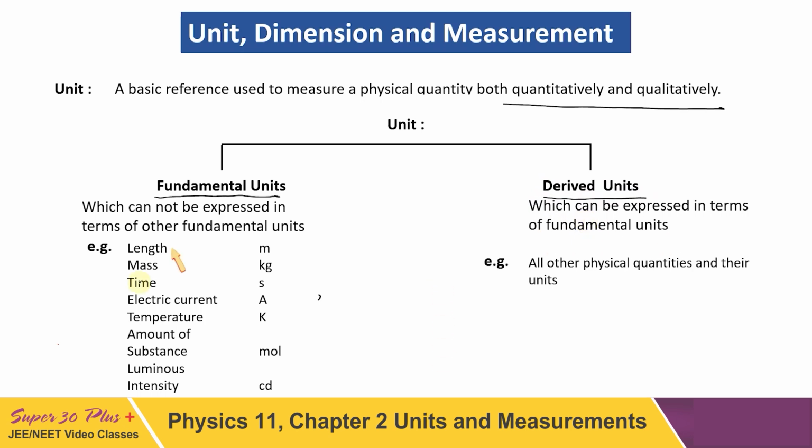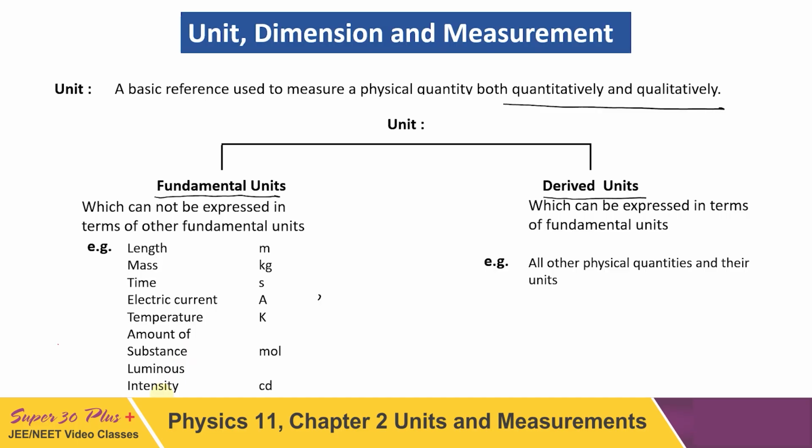Now for length, it is meter. For mass, this is kilogram. For time, it is second. For electric current, ampere. For temperature, Kelvin. Amount of substance, mole. And luminous intensity, candela. These are the 7 fundamental units.